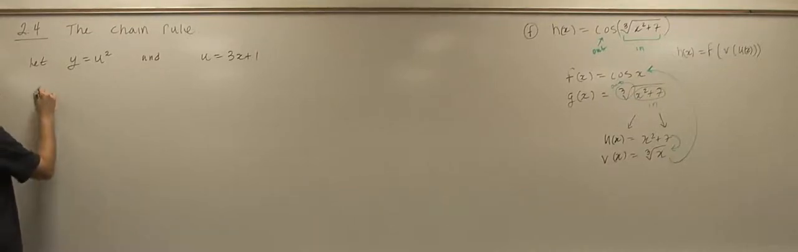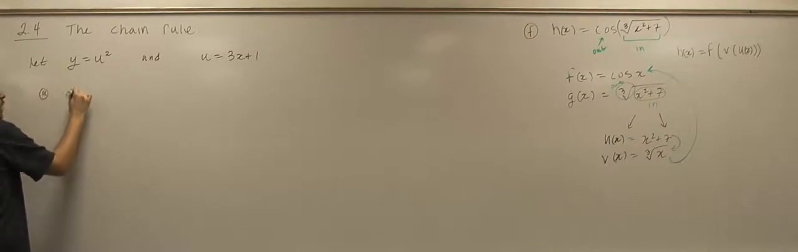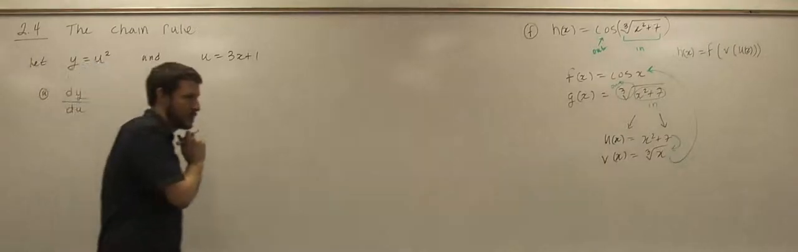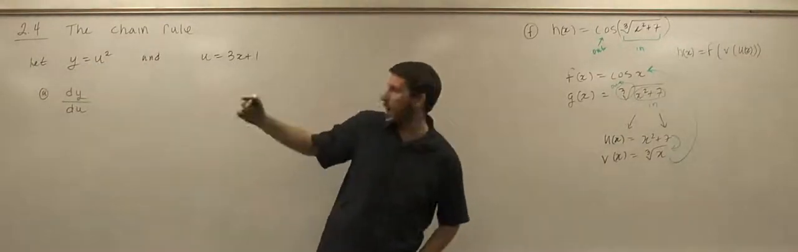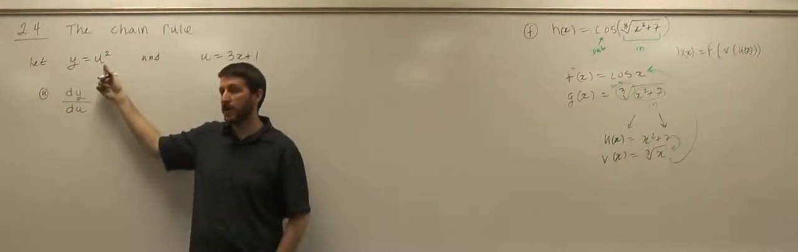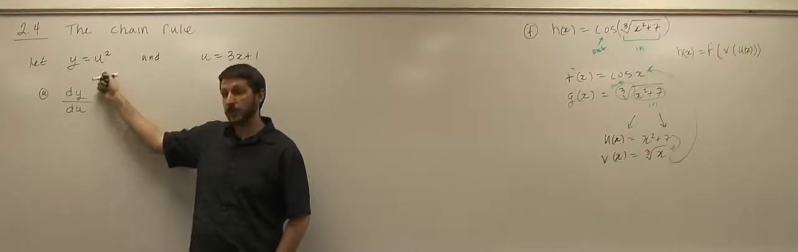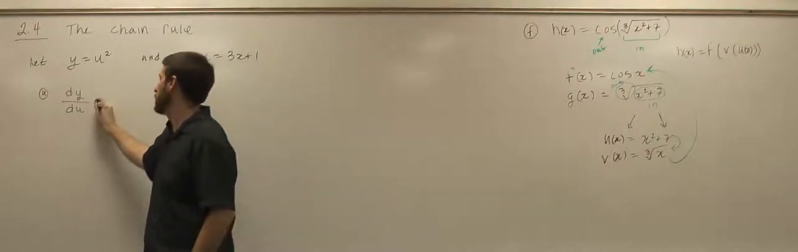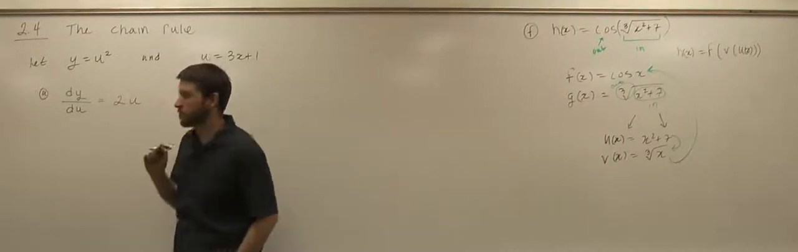So the first thing I want to know is what is dy du? So what do you think this means? The derivative of y with respect to the u variable. But it's just the regular derivative, right? The derivative of y with respect to this variable u would be 2u. That makes sense?